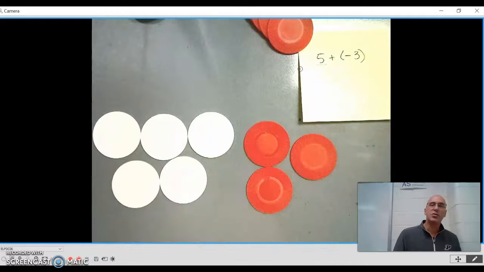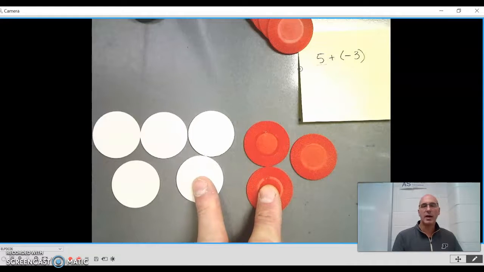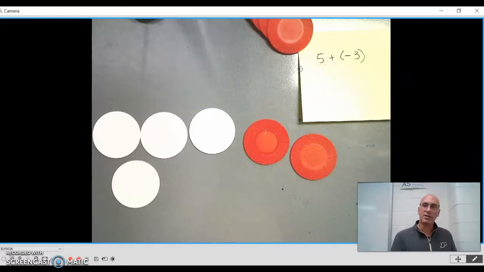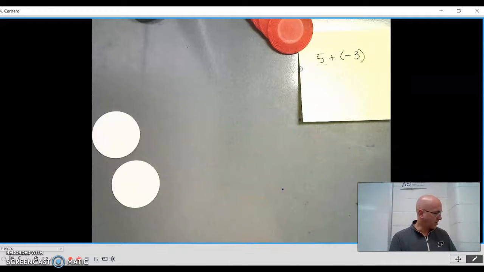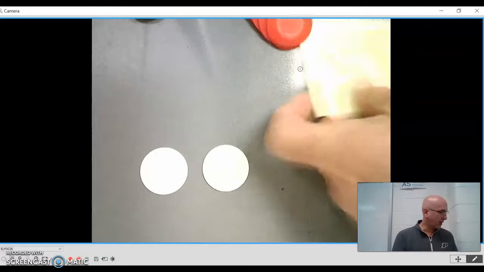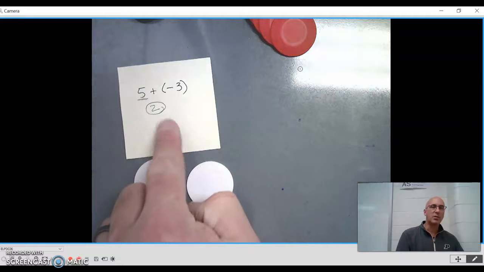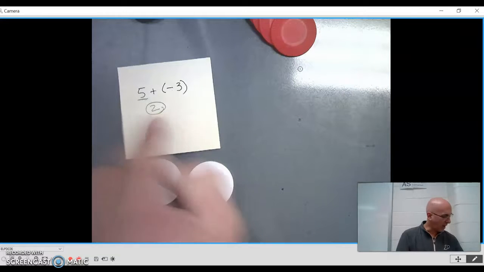So what I'm going to do now is start pulling off pairs of these numbers. So for every white chip, I am going to pull away a red chip. So I'm going to move these off. You can't see them anymore. I'm going to move these off, and I'm going to move these off. I am left with 2 white chips. Well, guess what? 5 plus negative 3 equals 2. Wow, look at that. Excellent.